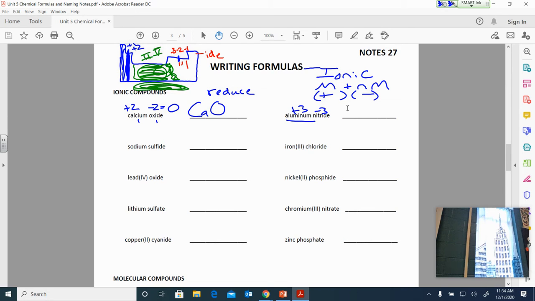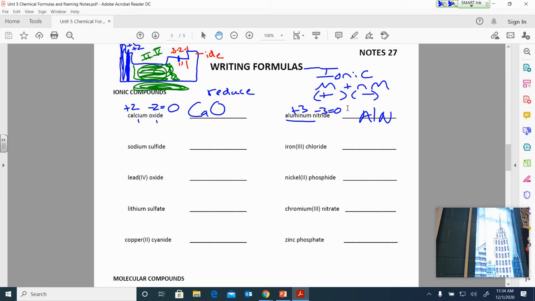Okay, now the same thing happened before. I could crisscross and I would get Al, N, and it'd be 3, 3, and then I'd realize I could reduce them both to 1 and 1. Or again, I could just think about it. +3 -3 already is 0. This is already neutral. We're just adding 1 aluminum with the 1 nitride, the +3 charge balances out the -3 charge, and they would literally just be that, AlN. That's the compound. So I guess I'll write them closer together so they look more right. There we go. So that's the compound.